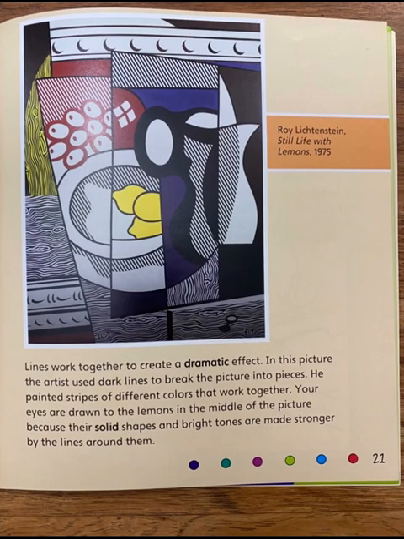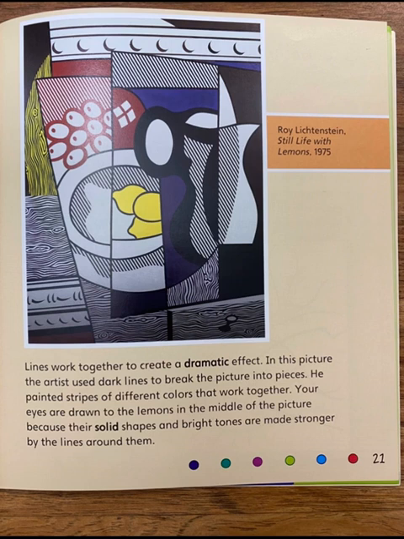All right, Roy Lichtenstein. Oh, one of my favorites. Roy Lichtenstein, pop artist. Used to copy comic book or comics out of the newspaper and make art out of them. And then he'd use his style to do other things. This one's called Still Life with Lemons, 1975.